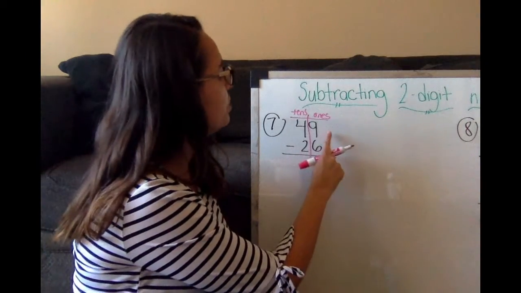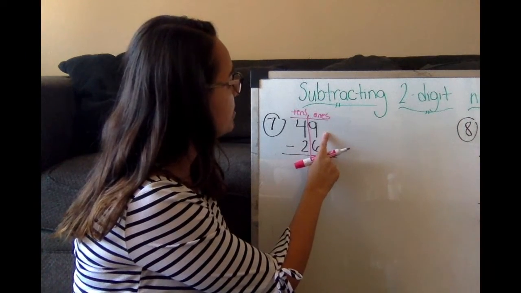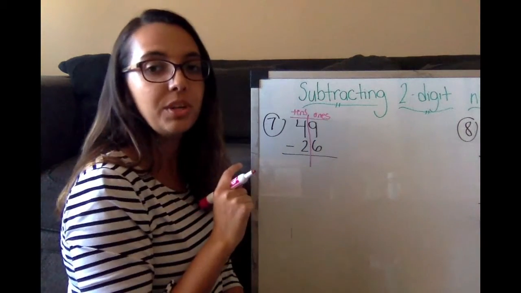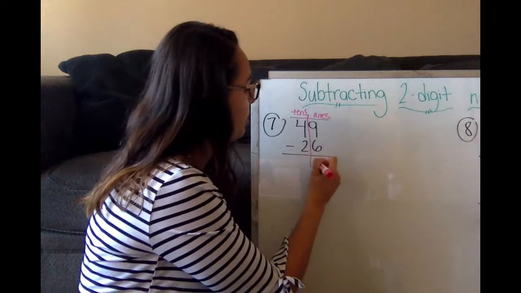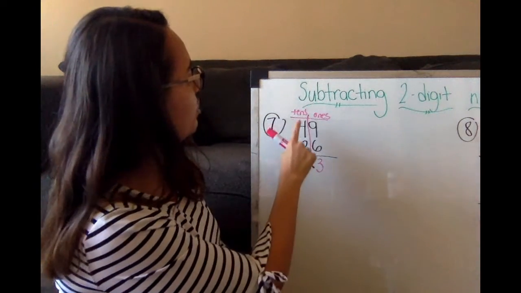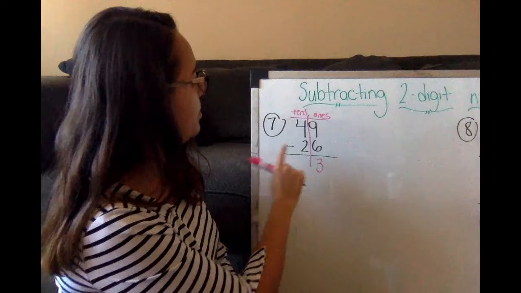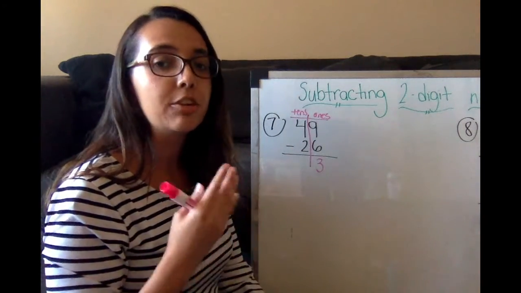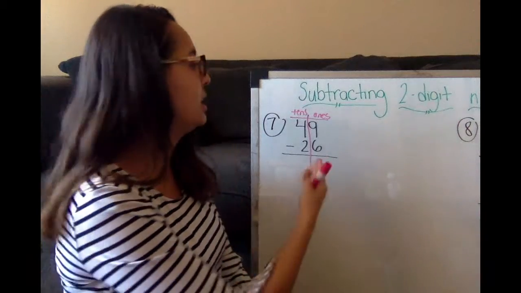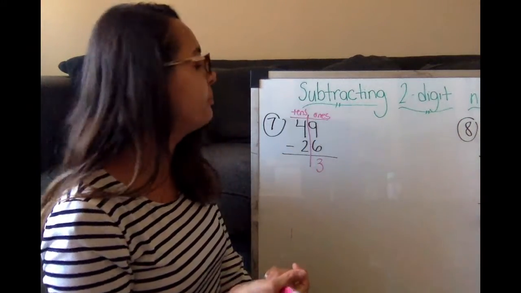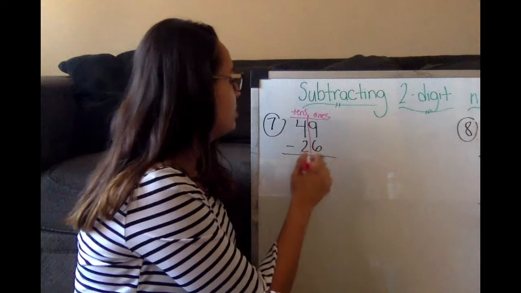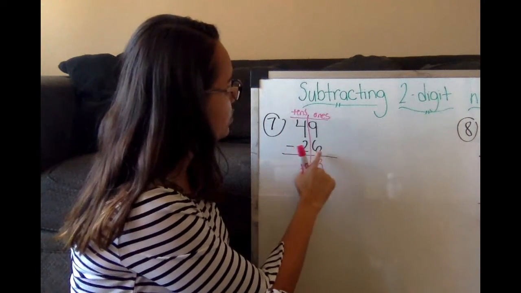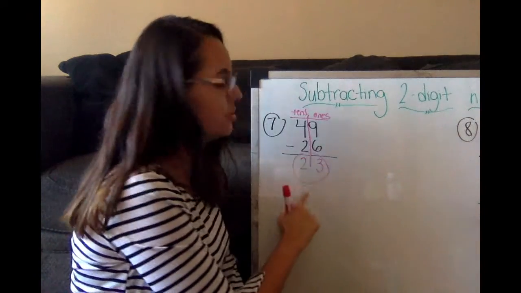So I always start over here in my ones place value column, and I'm going to go 9 minus 6, which I know equals 3. I'm going to put the 3 right here, and then I move on to my tens place value column, and I see that it's 4 minus 2. You can also think about this like 40 minus 20, because technically it is in the tens place value column. So 4 minus 2 equals 2, or 20. So your answer to 49 minus 26 equals 23.